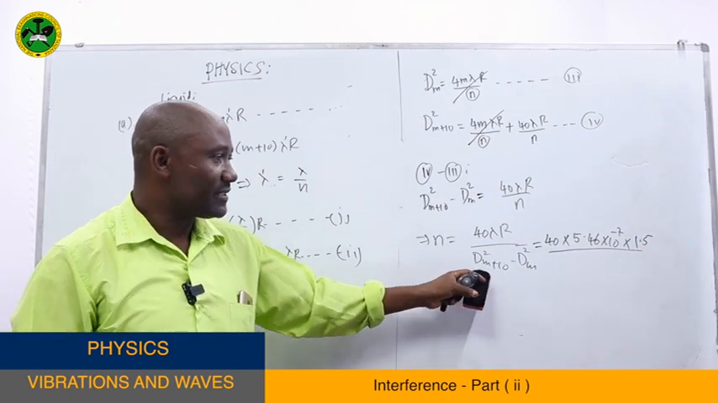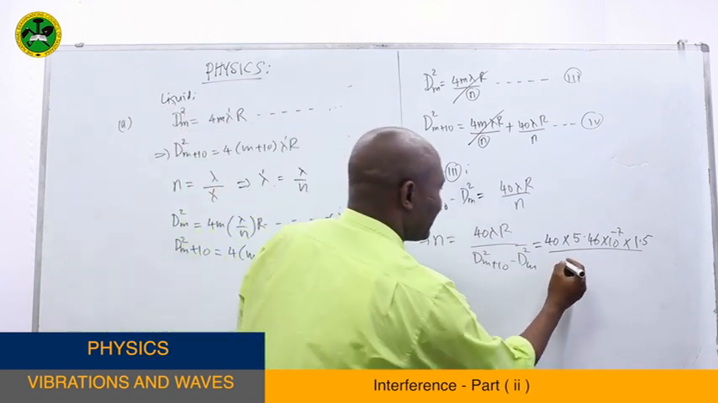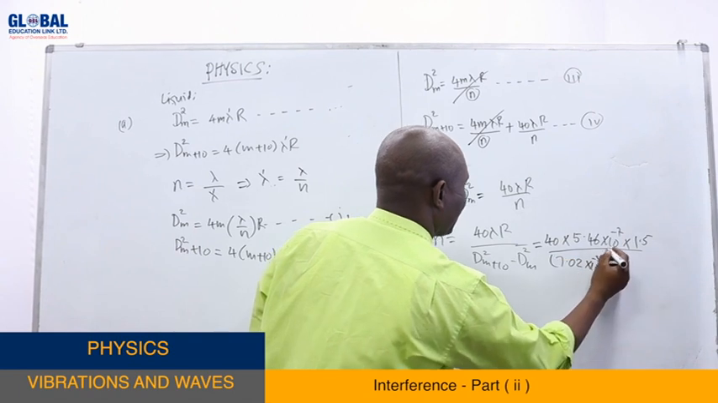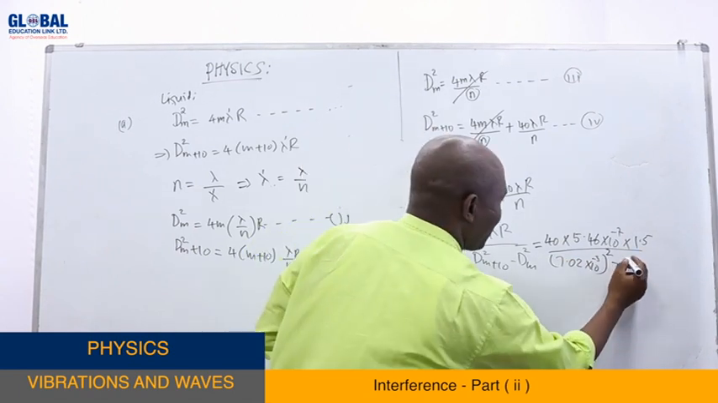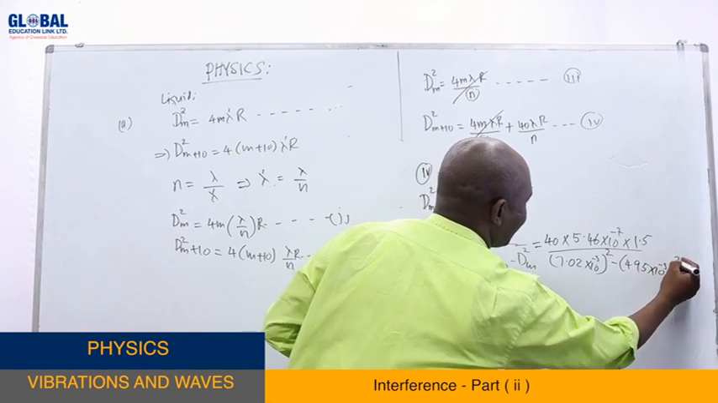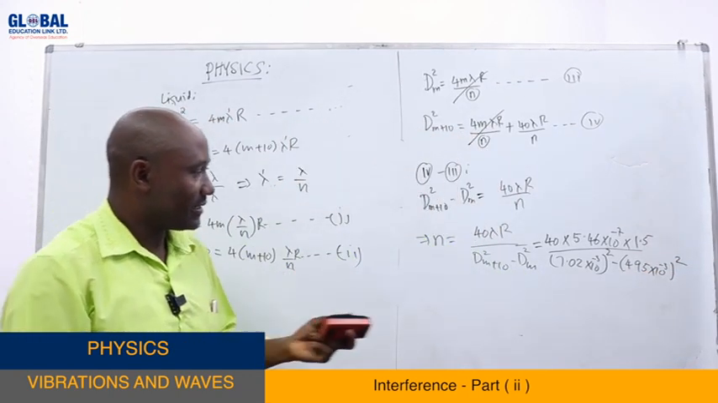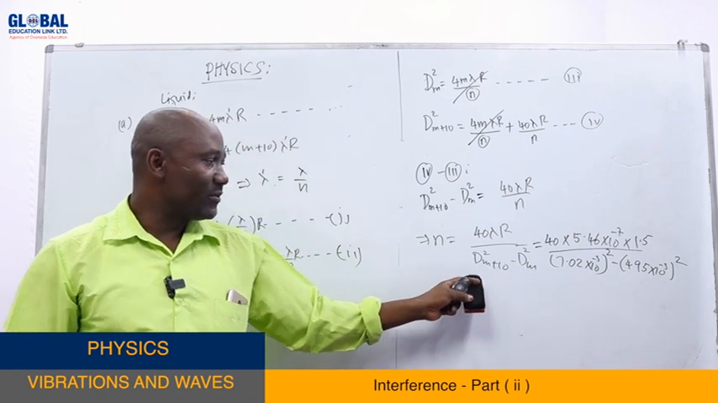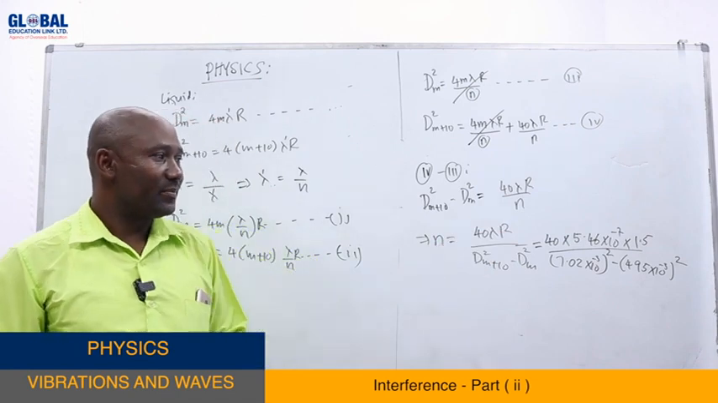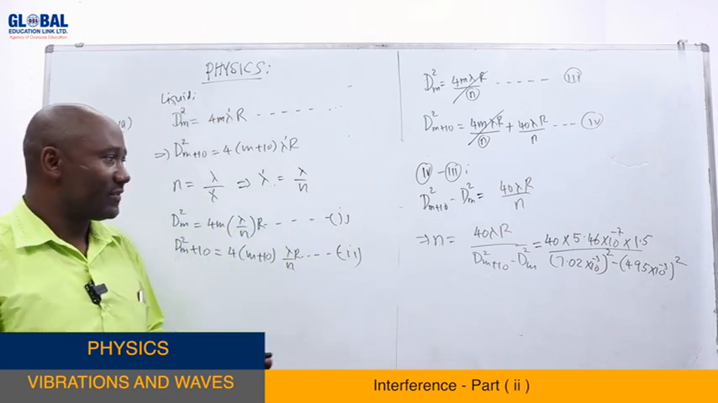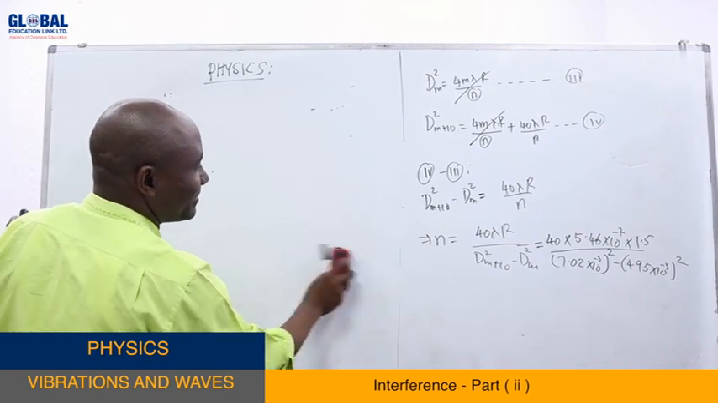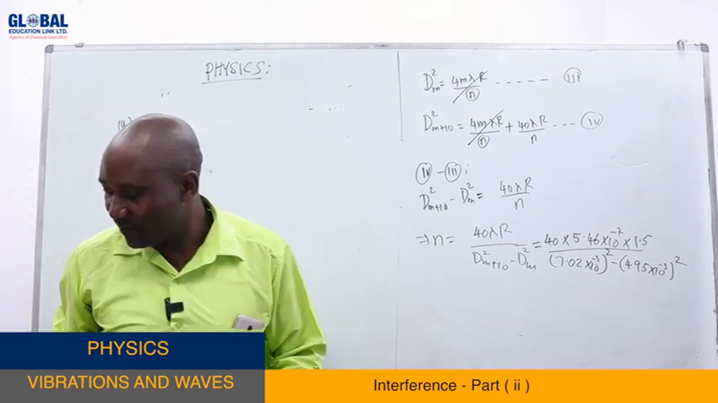And the difference now is you take 7.02 times 10 negative 3 squared minus 4.95 times 10 negative 3 squared. These are the diameters corresponding to the orders m plus 10 and m when the space between the lens and the glass was filled with liquid. Trying to evaluate the expressions, you can start from the bottom there.